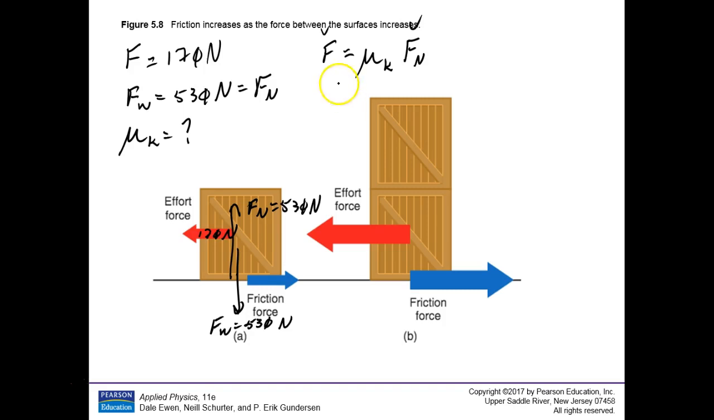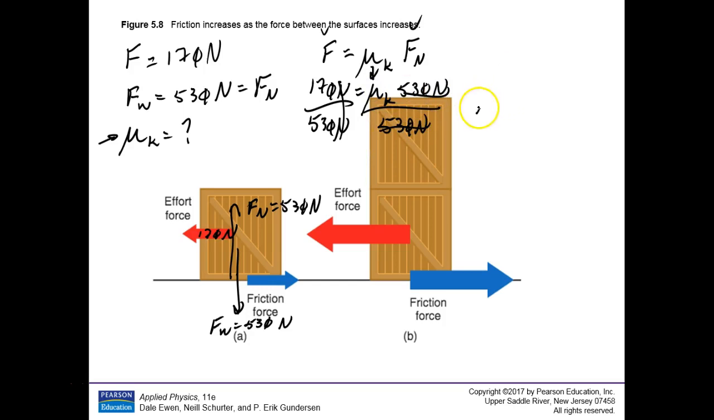So this would be, well, 170 newtons is equal to mu sub k, that's what we're looking for, times your 530 newtons. And how would you solve for mu sub k? You want mu sub k, that's what you're looking for. How do we get it? Divide both sides by 530 newtons. And notice the newtons go out, the 530 newtons go out over here. That leaves you mu sub k.